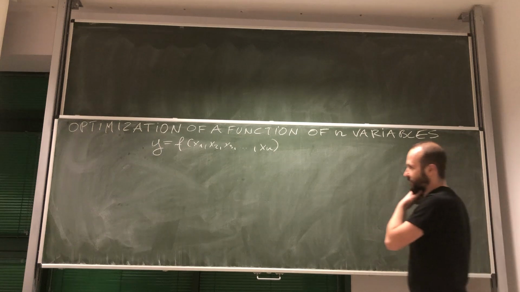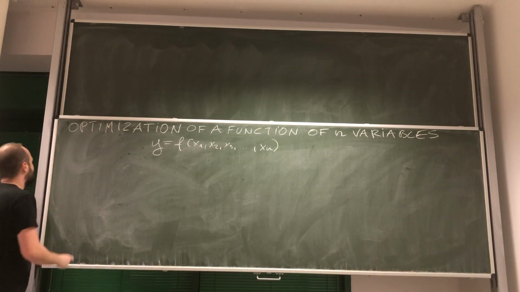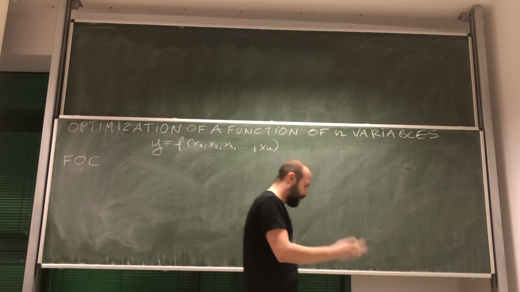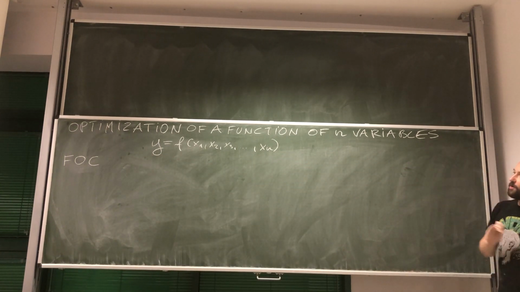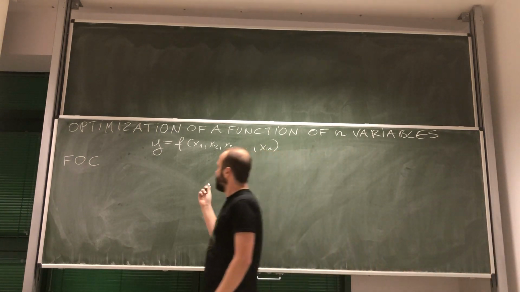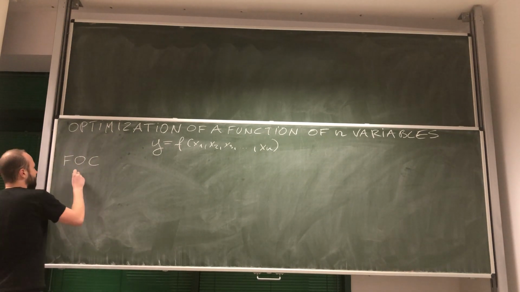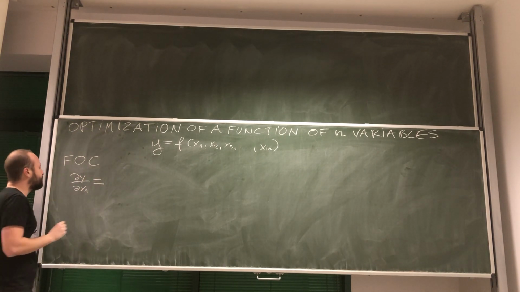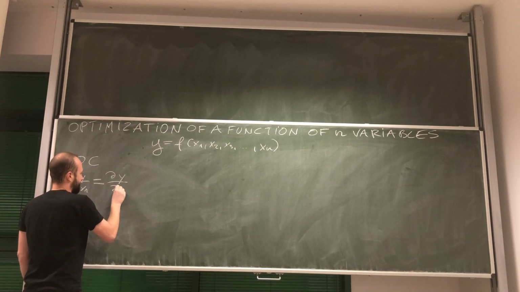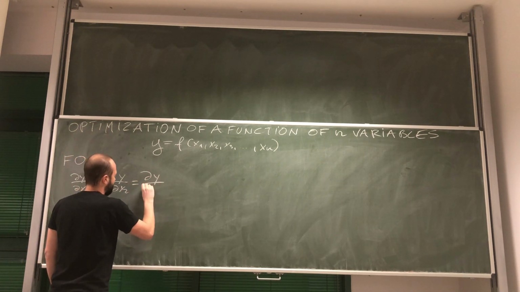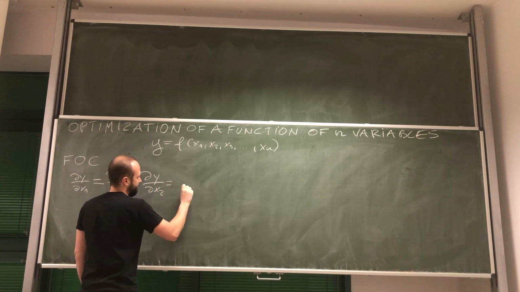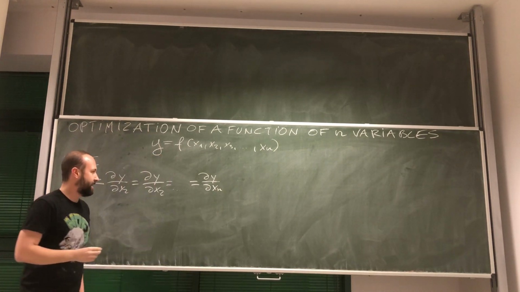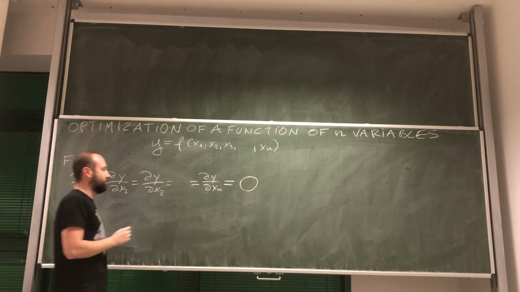Well, look, first of all, we need to use the first and second order conditions. So, in case of the first order condition, what did we say before? We said that we need to calculate all the partial derivatives of this function, and they all need to be equal to zero. So look, the same thing needs to be done over here. All we need to do is calculate the partial derivative of y with respect to x1, the partial derivative of y with respect to x2, the partial derivative of y with respect to x3, until the derivative with respect to xn, and they all need to be equal to zero.